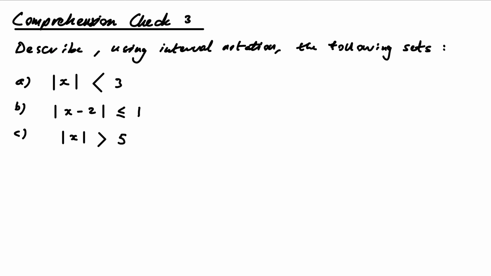So let's make sure we understand both interval notation and what these expressions with absolute values mean. So first of all, A, we want to describe all real numbers x such that the absolute value of x is strictly less than 3. So what's the absolute value of x? Well, it's the distance between 0 and x. So we're looking for all points such that the distance between 0 and x is strictly less than 3.